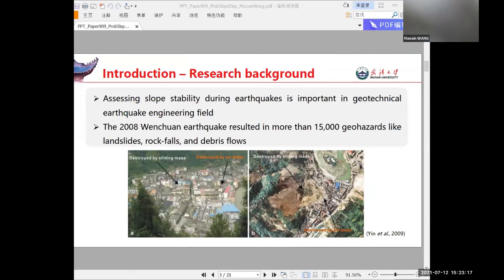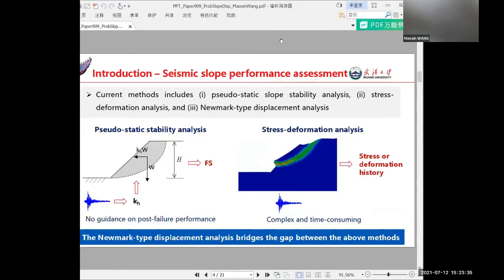Assessing seismic slope stability has been an important topic for many years because earthquake-induced landslides cause huge damage to property and human safety. It is of great concern in engineering practice. Current methods for seismic slope assessment can be characterized into 3 methods.